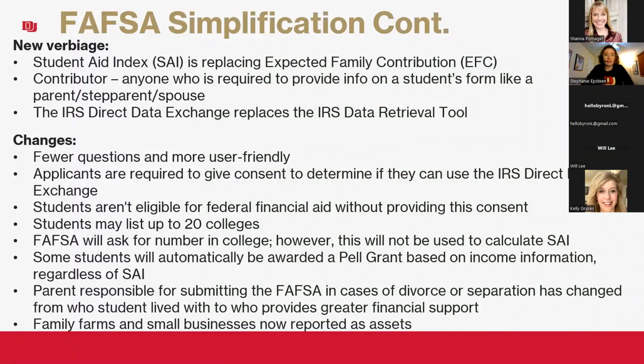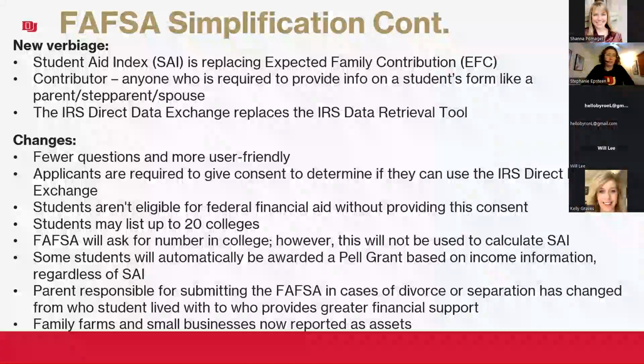The IRS Direct Data Exchange replaces that IRS data retrieval tool. So we're going to talk about this more in just a minute, but the IRS Direct Data Exchange pulls information directly from the IRS. So information about your taxes goes straight into the FAFSA form. So you opt in to actually using this. It's going to streamline the process and hopefully alleviate some human error in it. You do have to opt in in order to submit a FAFSA. So if you decide to opt out of it, it's highly encouraged that you make sure you do opt in so that you can successfully submit the FAFSA.